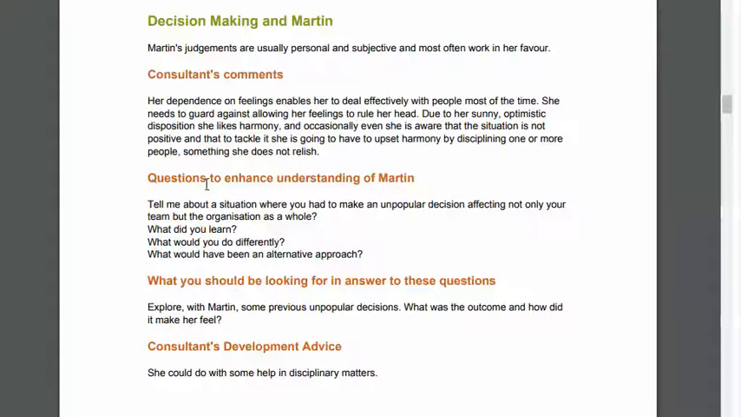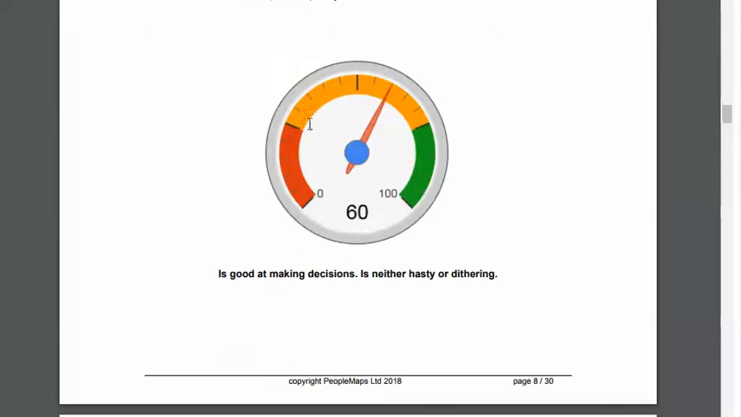So for instance, here's another one on decision making. And again, you could do the same thing. So right down here, this gauge is measuring is good at making decisions, is neither hasty nor dithering, okay? Because there's different ways of being bad at making decisions.